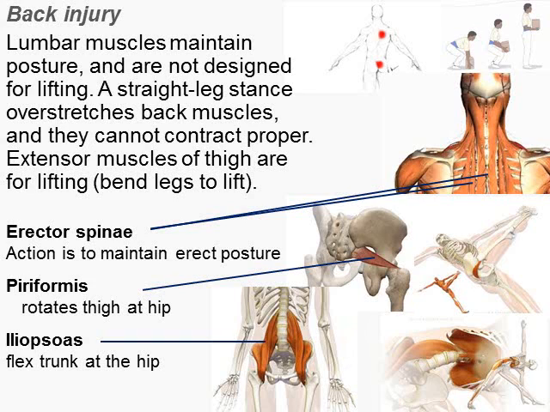The lumbar muscles, they're not designed for lifting, excuse me. They're designed for posture. And if you look at the diagram upper right, the straight-legged stance is not what we do, because when you bend over, let's say you're tying your shoes and your legs are straight, you're overstretching the erector spinae muscles. And when they're overstretched, they can't contract. And so without that ability to contract, they're very vulnerable. So we always bend the legs to lift.